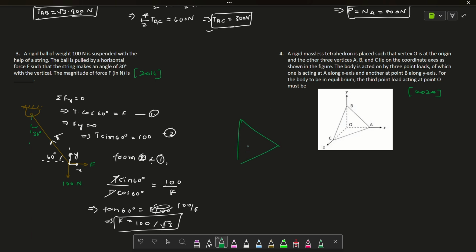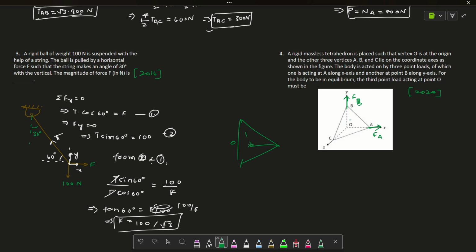So we have a tetrahedron here. The origin point O coincides with one of the vertices of this tetrahedron. The body is acted on by 3 point loads, of which one is acting at A. Let's suppose we call it Fa in x direction, right. Another force acts at B along y direction, Fb. Now for the body to be in equilibrium, the third point force acting at point O must be, okay.